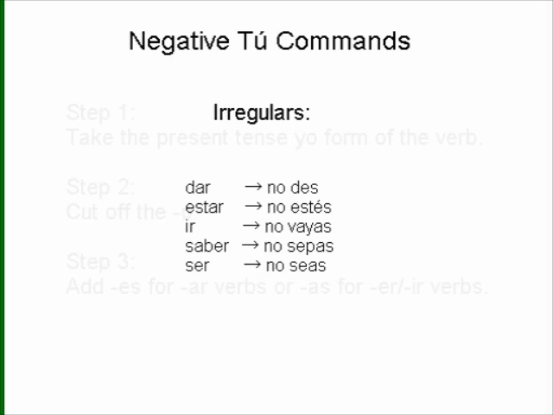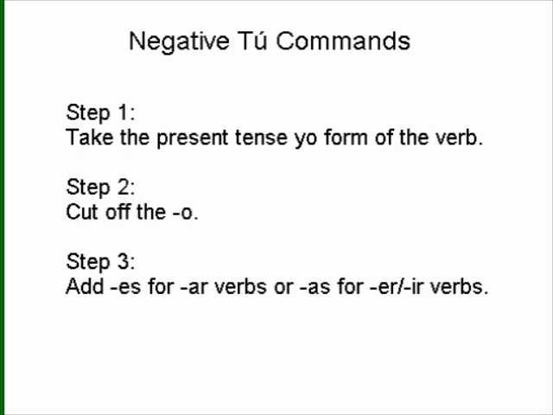So again, our 3 steps for preparing the verb for a negative tú command are to take the present tense yo form of the verb, cut off the o, and add es for AR verbs or as for ER and IR verbs. And of course, we don't want to forget to add no in front of our command to make it negative. Keep in mind also that there are those irregulars that we looked at just a minute ago that you will have to practice and study and memorize.